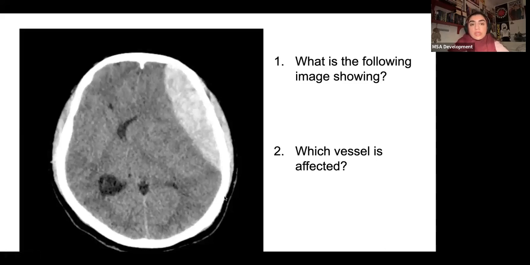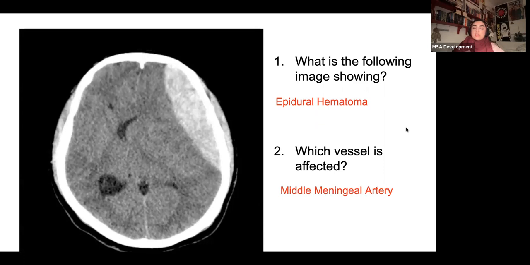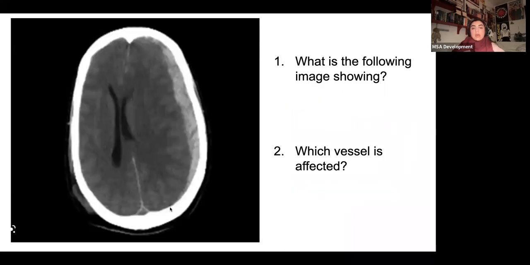So you're going to get an image like this. What is the following image showing? And they're going to maybe ask a follow-up of which vessel is affected. So over here, we can see that it is basically going into the brain like that, and that is very typical of an epidural hematoma. When we think about epidural hematoma, then we know that the vessel that is usually affected is the middle meningeal artery, okay?